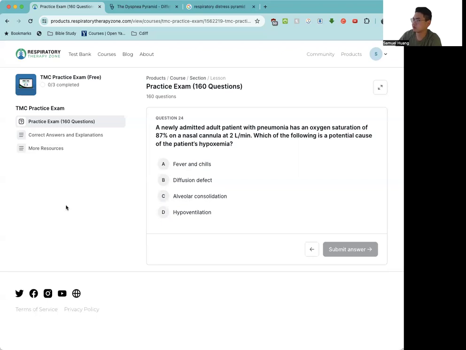New patient admitted, pneumonia, desats to 87. Oh no, let's give some oxygen. What's the potential cause? So pneumonia is a dead space physiology, or it's a shunt.